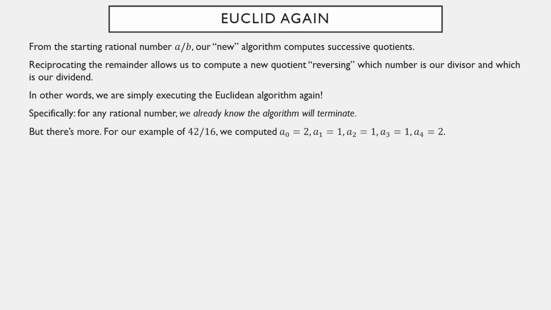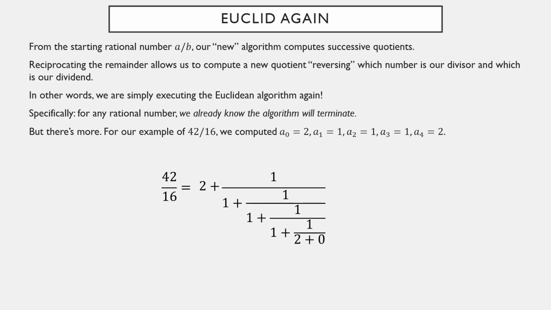But there's actually more. For our example, 42 over 16, we computed in order a0 is 2, a1 is 1, a2 is 1, a3 is 1, and a4 is 2. And observe, 42 over 16 is that first integer part 2 plus 10 over 16. But 10 over 16 I can rewrite as 1 over 16 over 10, but then we computed 16 over 10 was 1 plus 6 over 10. And then we can write 6 over 10 as 1 over 10 over 6, and 10 over 6 was 1 plus 4 over 6, and 4 over 6 is 1 over 6 over 4. And 6 over 4 was 1 plus 2 over 4, which is 1 over 4 over 2, which was 2 with a remainder of 0, and here's where we stopped.